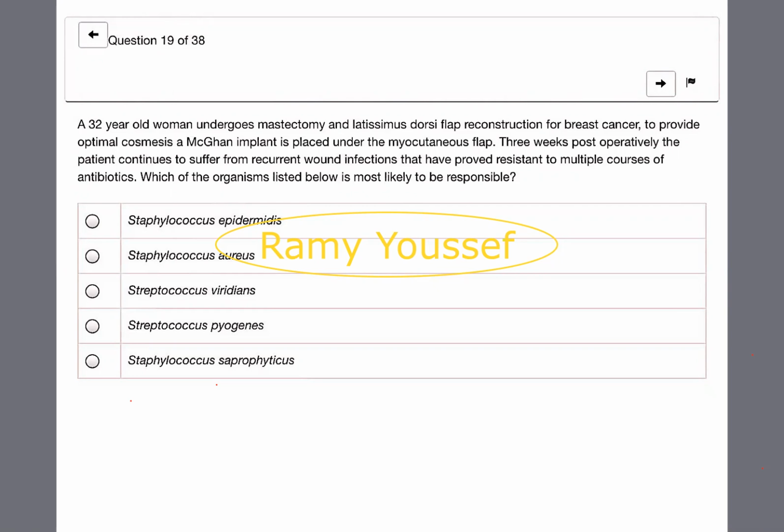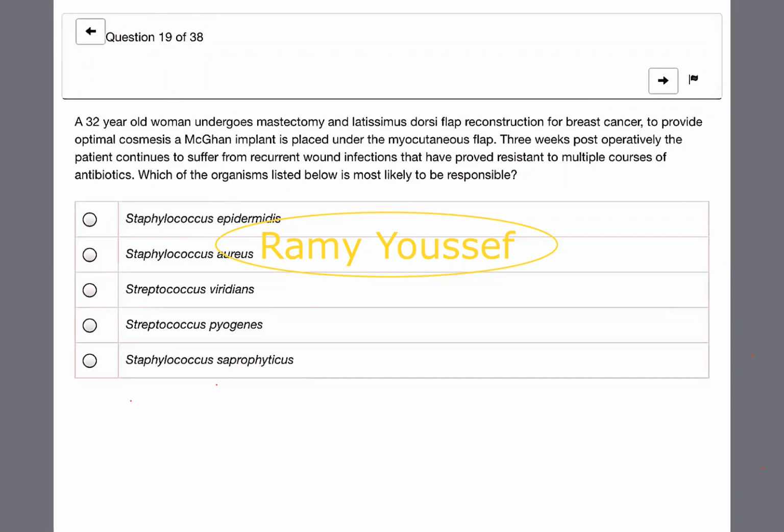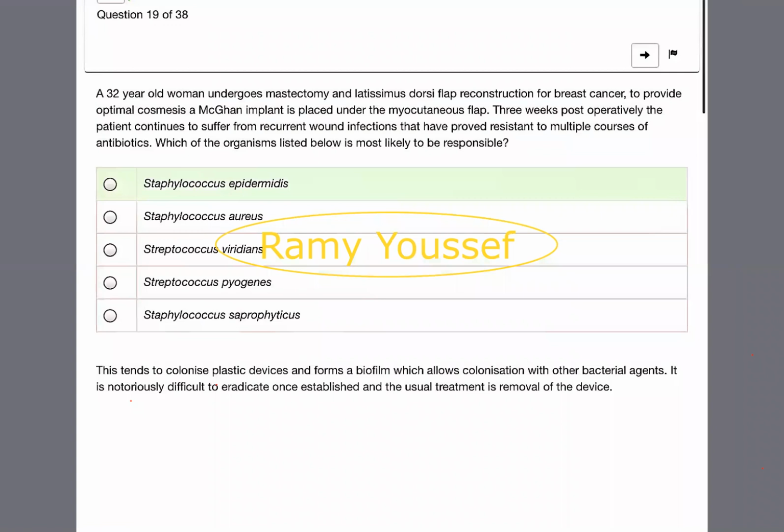A 32-year-old woman undergoes mastectomy and latissimus dorsi flap reconstruction for breast cancer. To provide optimal cosmesis, an implant, a plastic prosthesis, is placed under the myocutaneous flap. Three weeks postoperatively, the patient continues to suffer from recurrent wound infections that have proved resistant to multiple courses of antibiotics. Which of the organisms listed below is most likely to be responsible? What do you expect? Staph epidermidis? Yes.